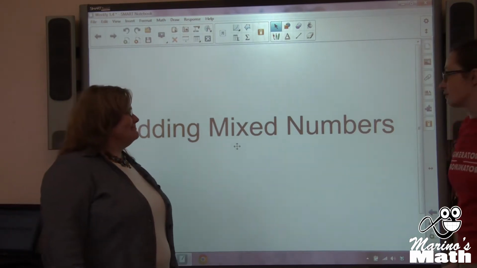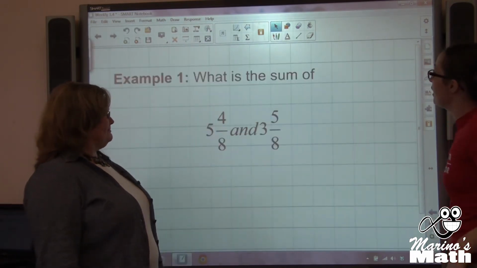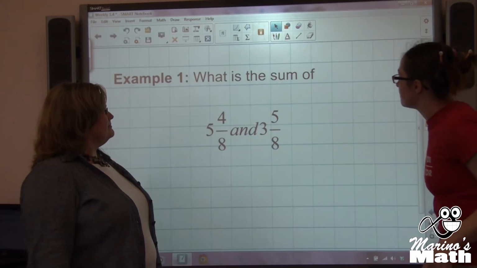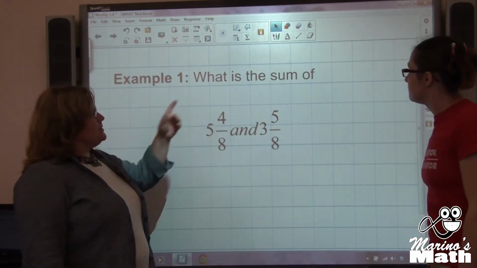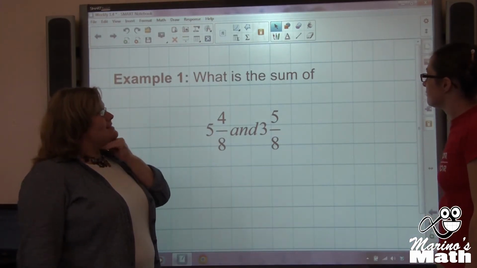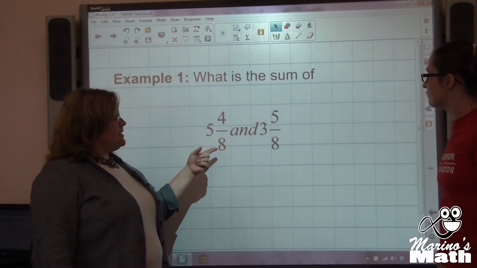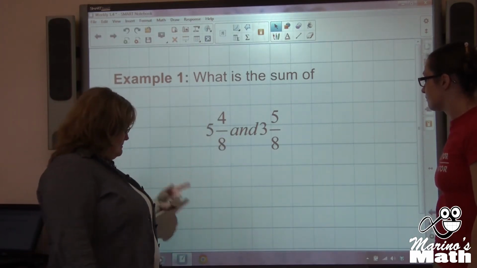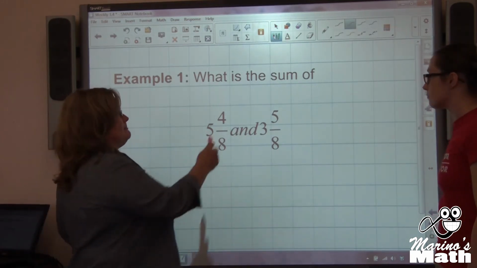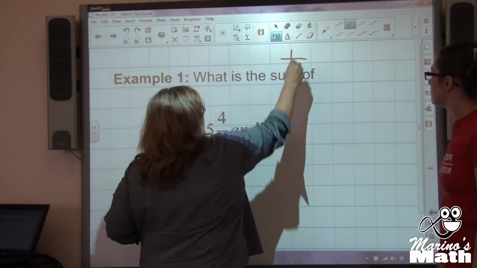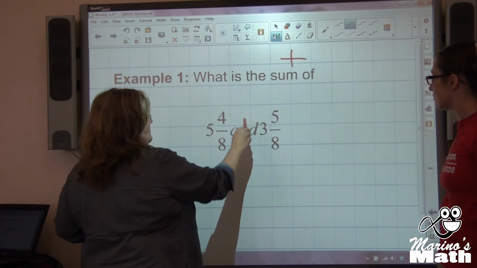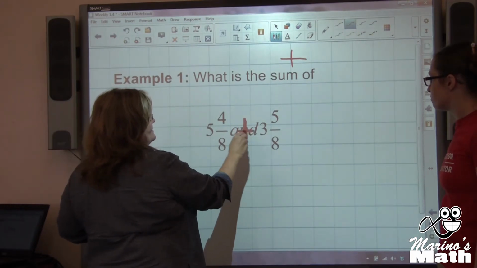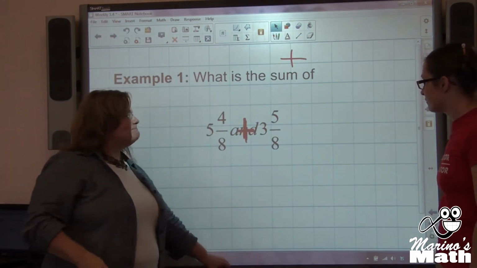This week we are featuring adding mixed numbers. Good fun. And here's our first example. We want to know what is the sum of 5 and 4/8 and 3 and 5/8, and sum means addition. So I think we should replace this with an addition sign. Sounds like a great idea.